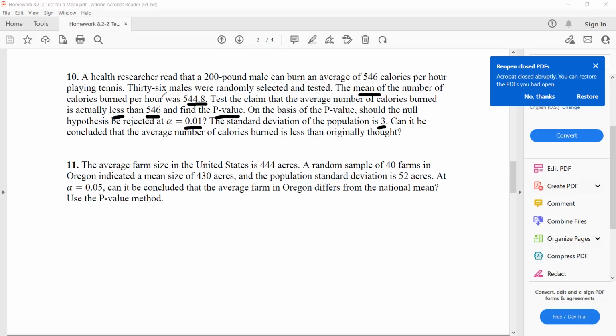36 is how many people participated. That's my N. N is 36. N is 36. So here, let me stop sharing for a second.